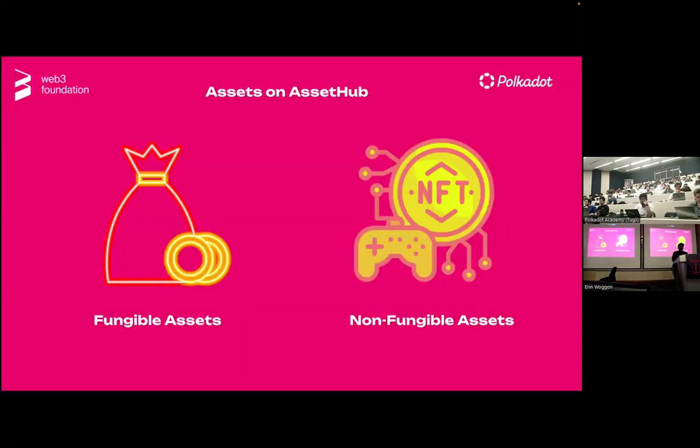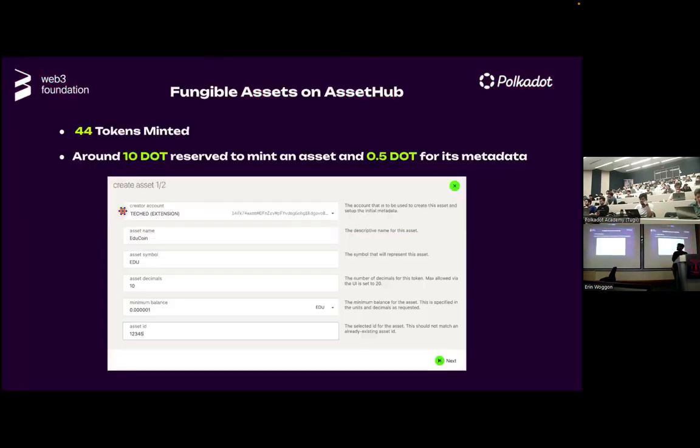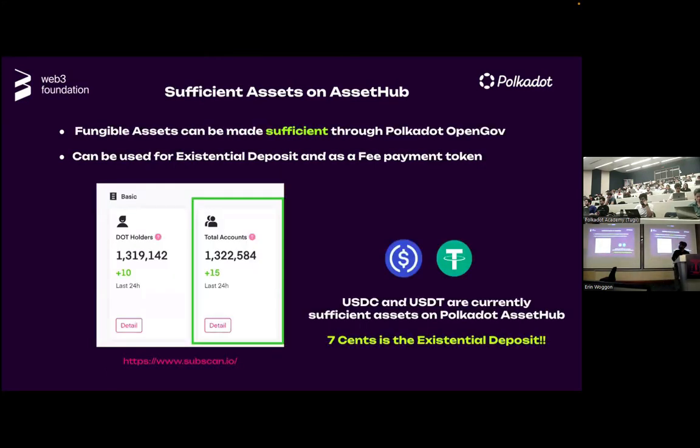It supports both fungible and non-fungible assets. Right now, I think this is a bit incorrect. This was from a previous talk, but I think there are around 130 tokens minted on Asset Hub right now. So it's possible for Asset Hub to also have the existential deposit in either USDC or USDT.